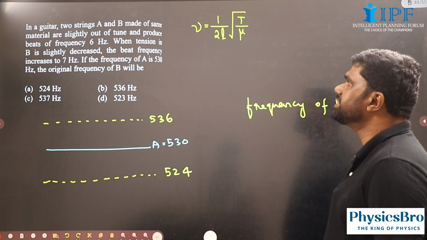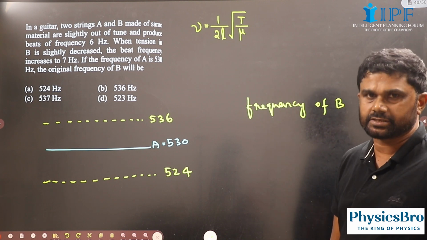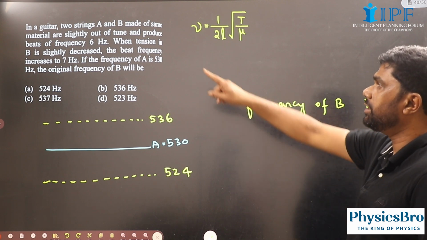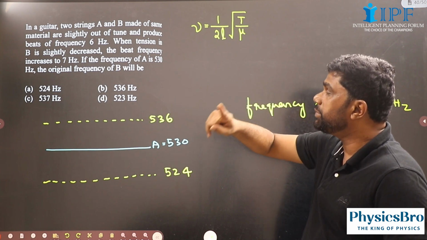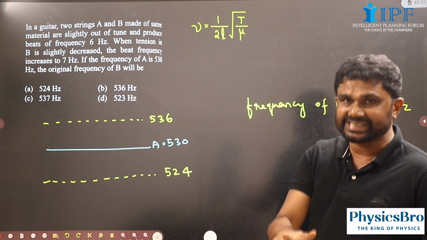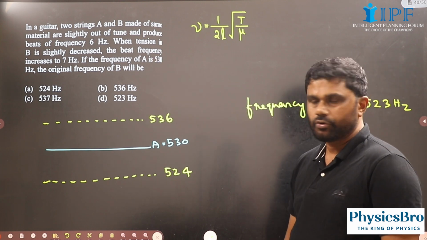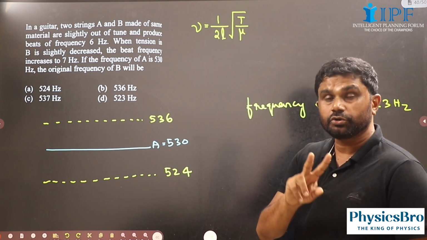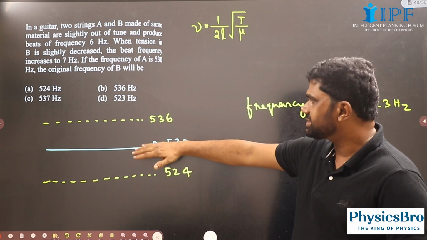In a guitar, two strings A and B made of same material are slightly out of tune and produce beats of frequency 6 Hertz. When tension in B is slightly decreased, the beat frequency increases to 7 Hertz. So the difference in frequencies of the two strings is 6. The frequency of A is given as 530. The difference between A and B is only 6, so the frequency of B will be either 6 Hertz less or 6 Hertz more.